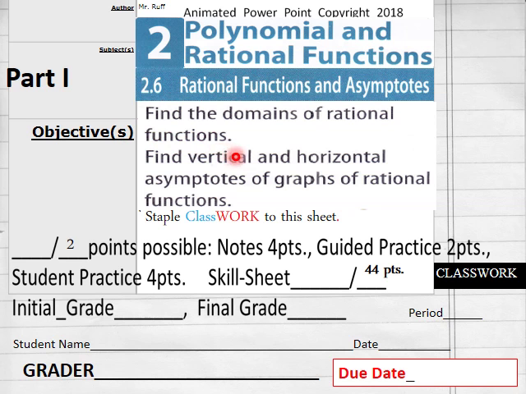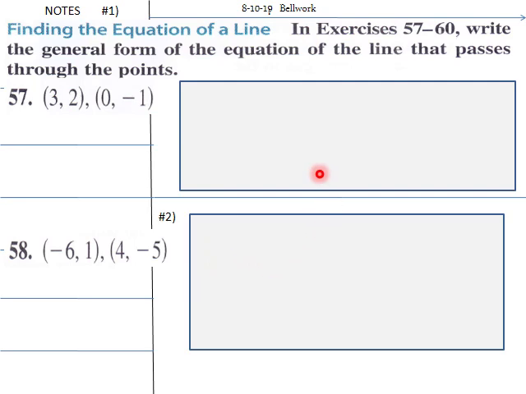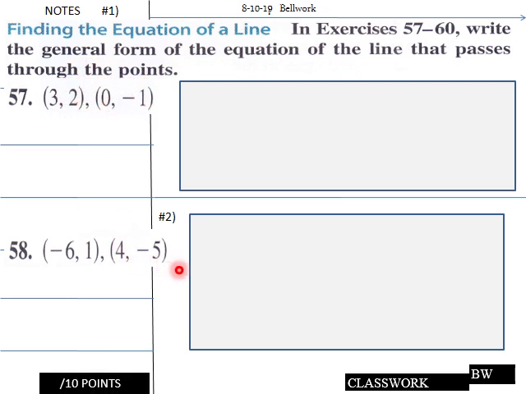2.6 part 1, rational functions and asymptotes. You had 2 points of note-taking in this lesson, and then you got 44 points of classwork to do today. Teachers, today's bell work is a review. Students, write the general form of the equation of the line that passes through these 2 points here. Give your students about 6 minutes to do that.